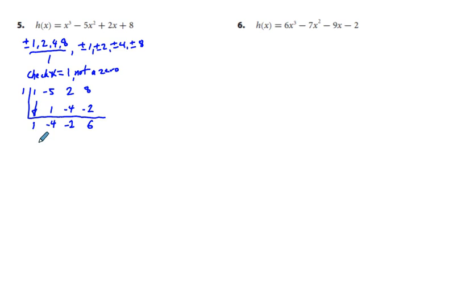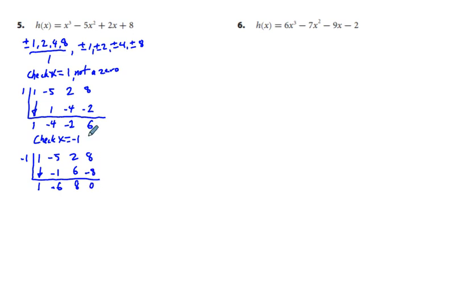And then we're going to check x equals negative 1. And so we put negative 1 on the outside here. So we put the same thing, 1, negative 5, 2, 8. Bring down the 1. Negative 1 times 1 is negative 1. Negative 5 plus negative 1 is negative 6. Negative 6 times negative 1 is 6. 2 plus 6 is 8. Negative 1 times 8 is negative 8.